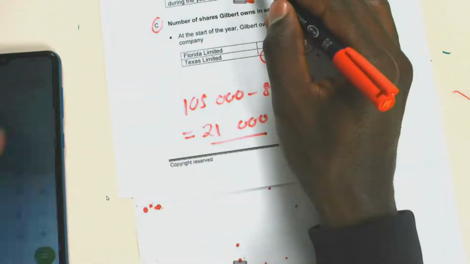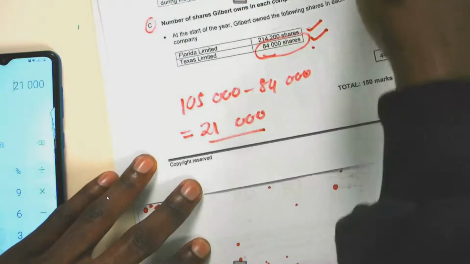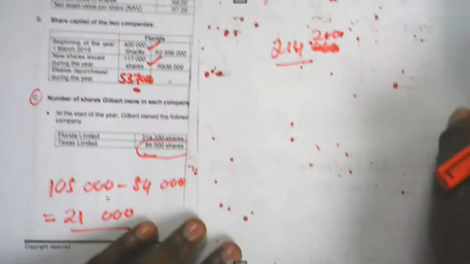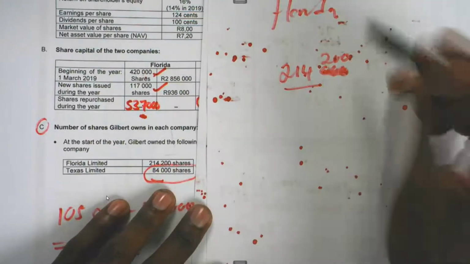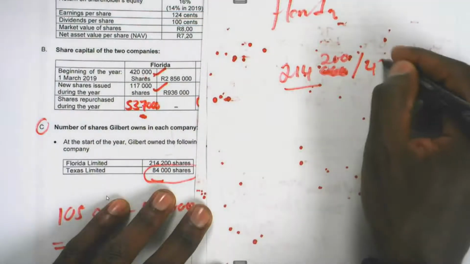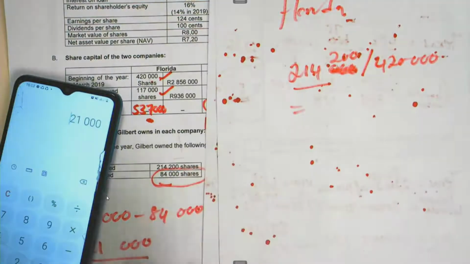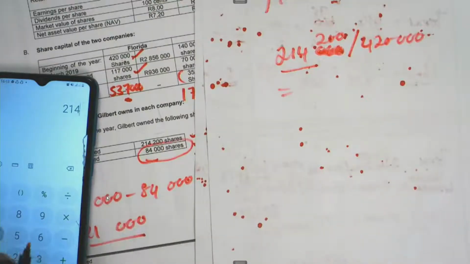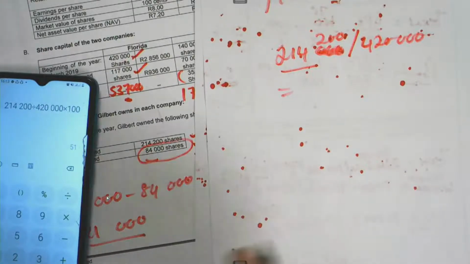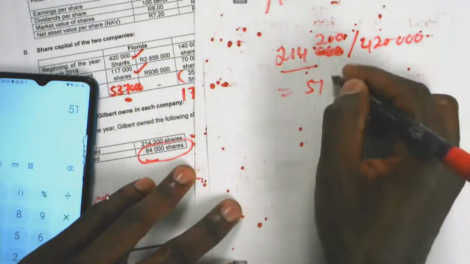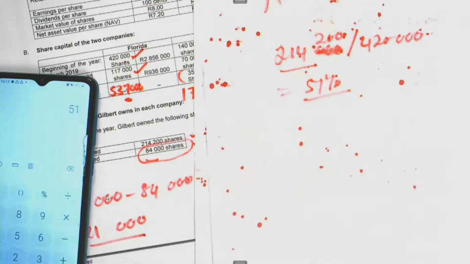But according to the question, at the beginning of the year, the shares that were issued was 420,000. Let me just do this so that it can be easier for you. We are going to divide 214,200 by 420,000, multiplied by 100, to determine his majority share. It means his majority share was 51%. So he was still a majority shareholder.